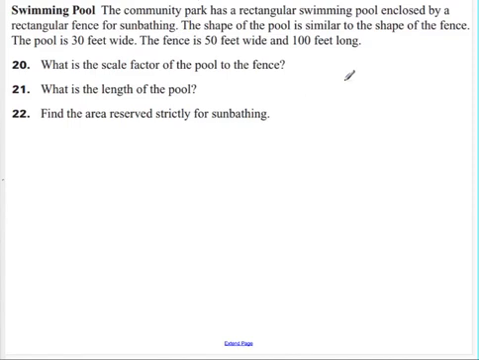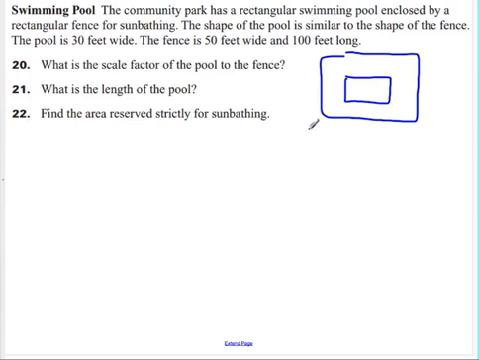Think about this. It says that it has a rectangular swimming pool. This is our swimming pool, I guess. And around it, there's some sort of fence, and it does say that these two are similar to one another. It gives us some of the dimensions. It says the shape of the pool is similar. The pool is 30 feet wide, 30 feet. The fence is 50 feet wide and 100 feet in length.